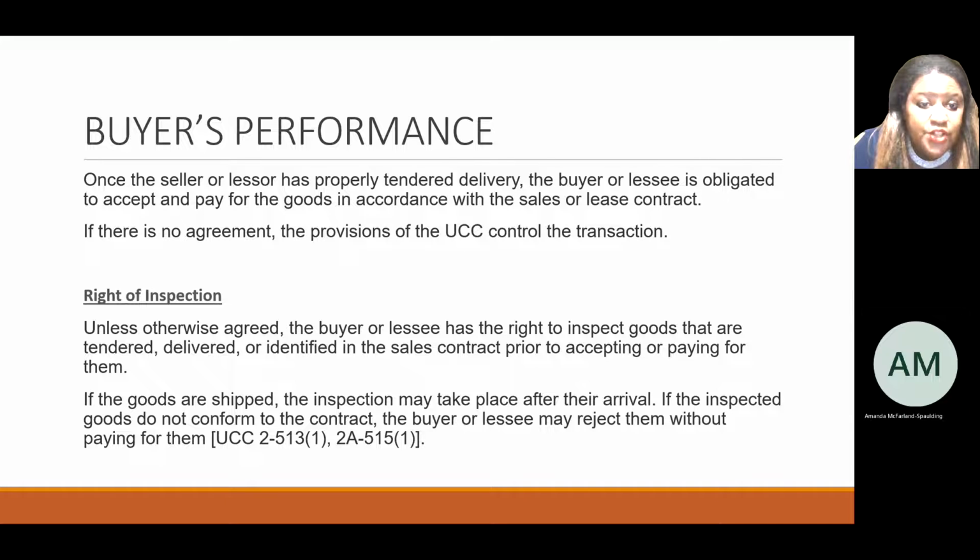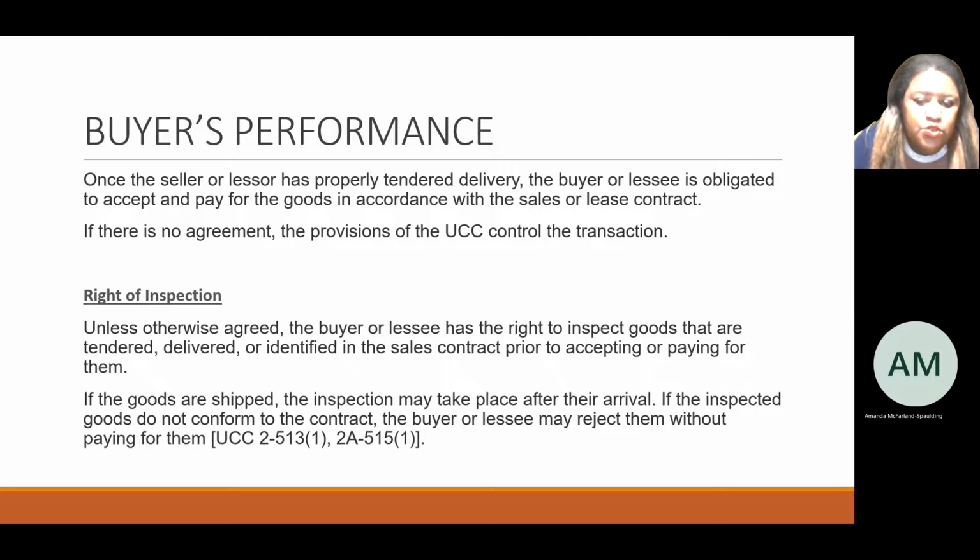So the buyer does have a right to inspect the goods that are tendered, delivered, or identified in the contract prior to accepting and paying for them. So the goods are shipped, the buyer can open the box, inspect them, make sure that they're conforming, and then pay for the goods. If the goods are shipped, the inspection may take place after their arrival. If the inspected goods do not conform to the contract, the buyer may reject them without paying for them. So the buyer has the right to reject a non-conforming delivery. And that's UCC 2-513.